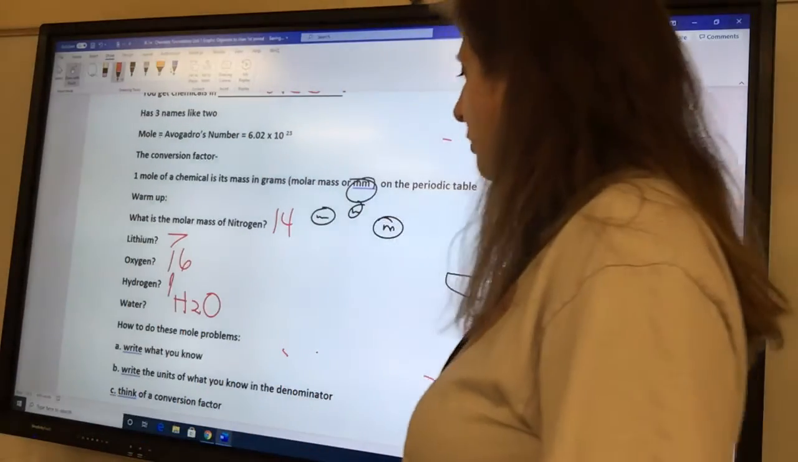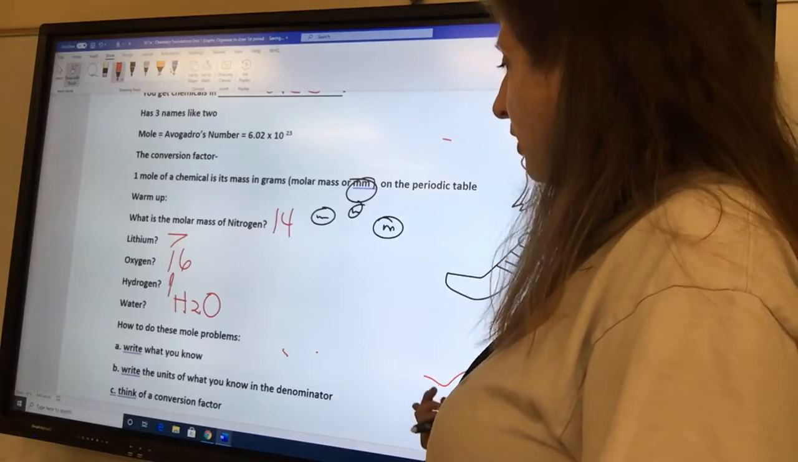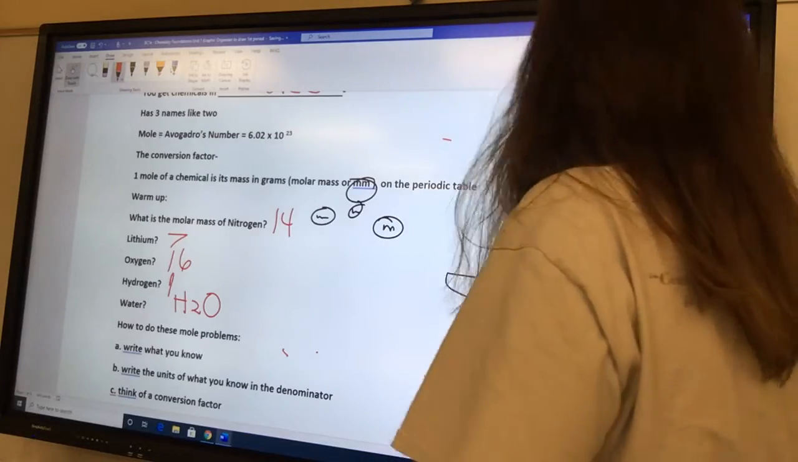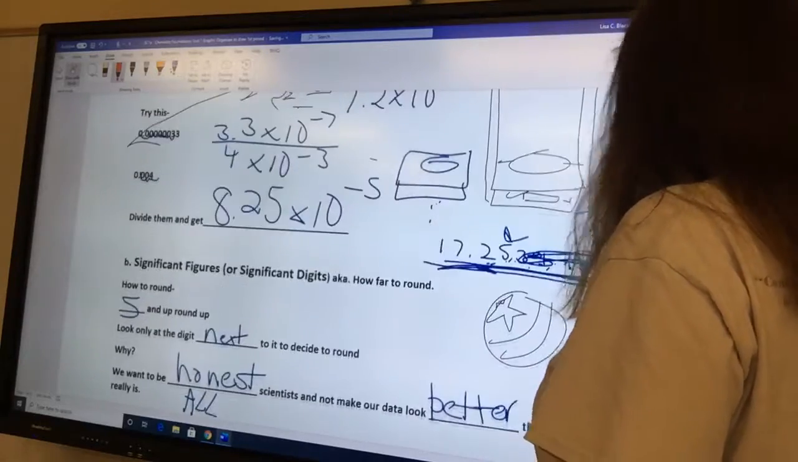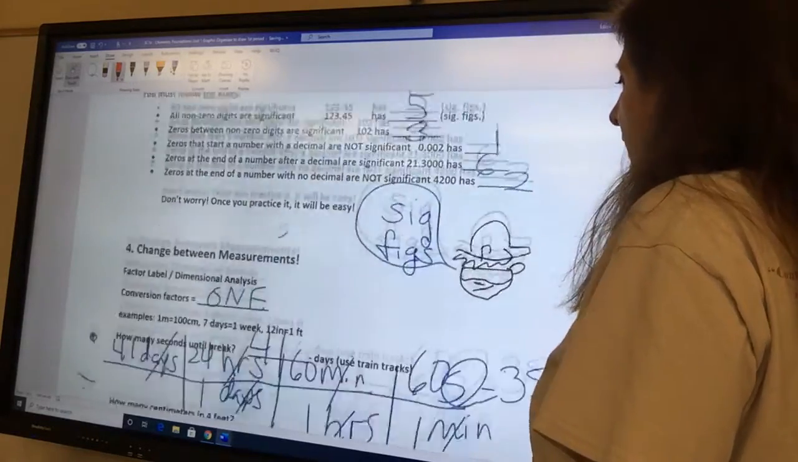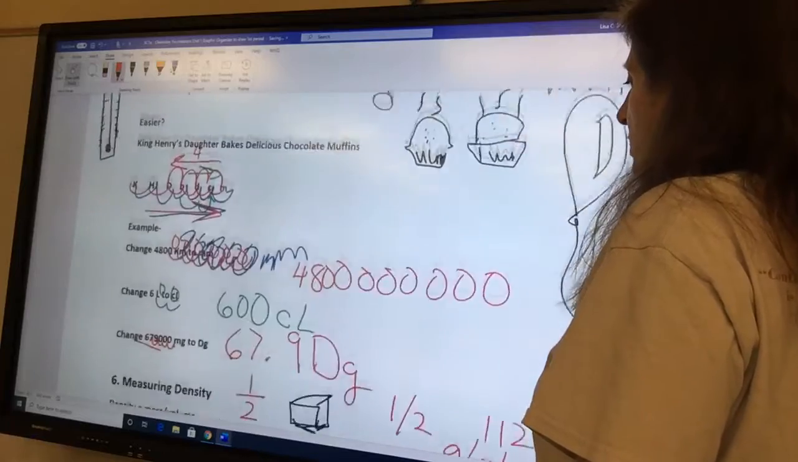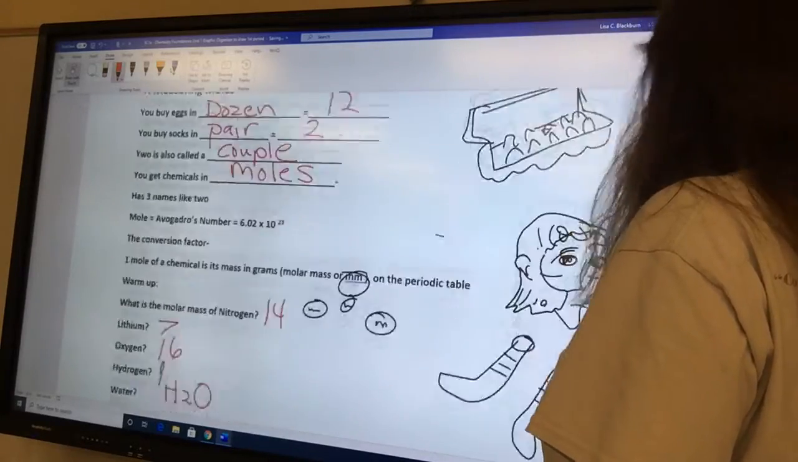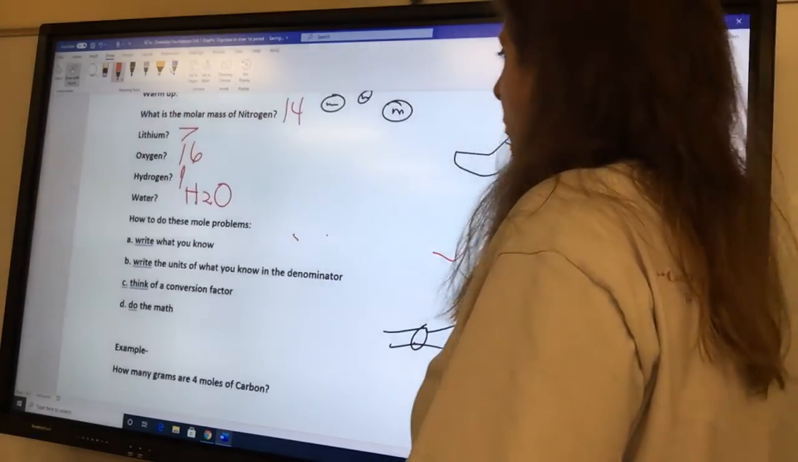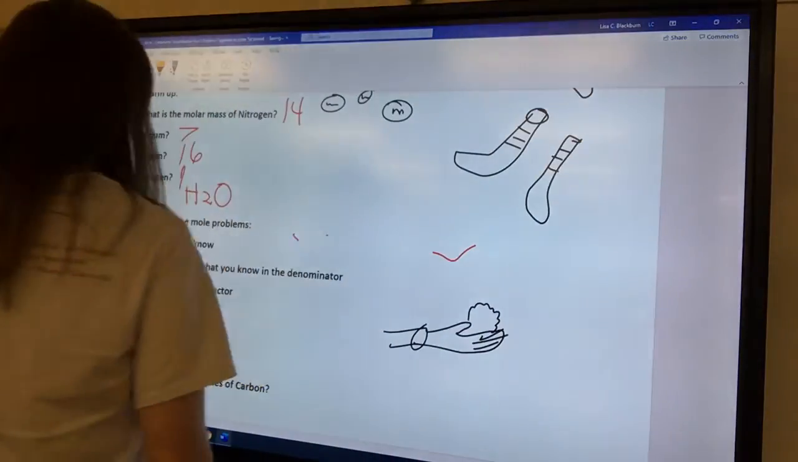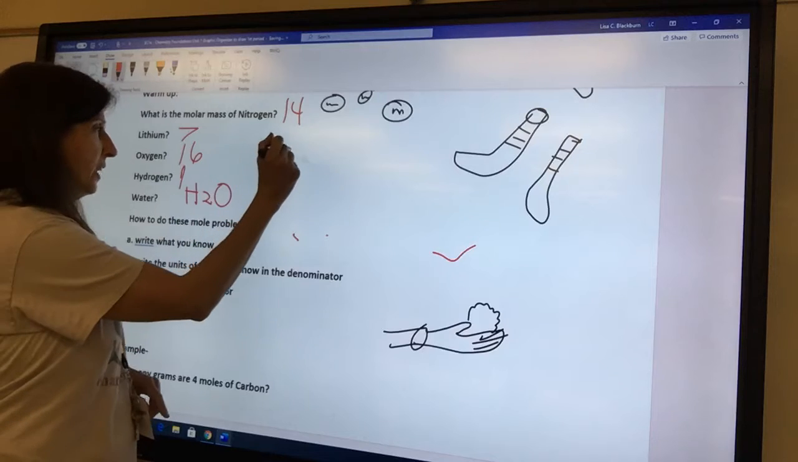So how do you do these problems? You write what you know. You write the units of what you know in the denominator. You think of a conversion factor. Let me show you what I mean. But we're going to start with water first, okay? So I'm going to do it like this.